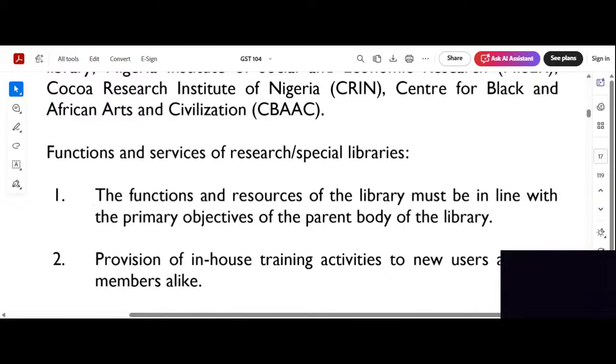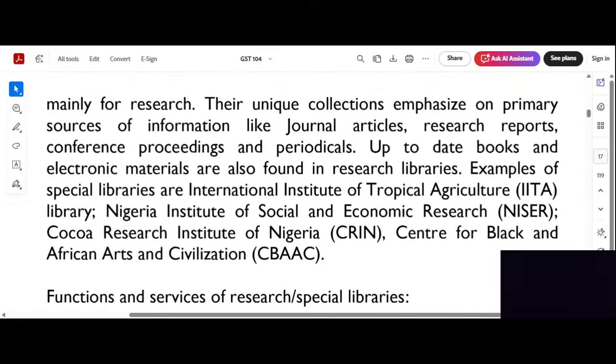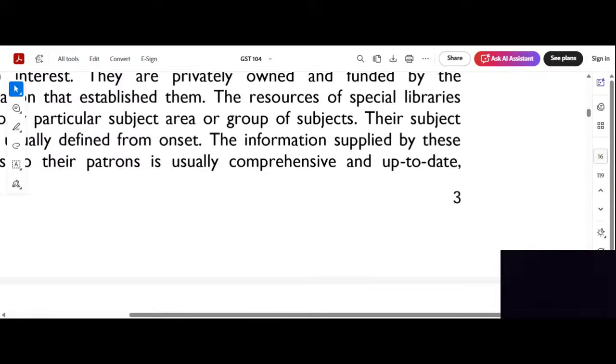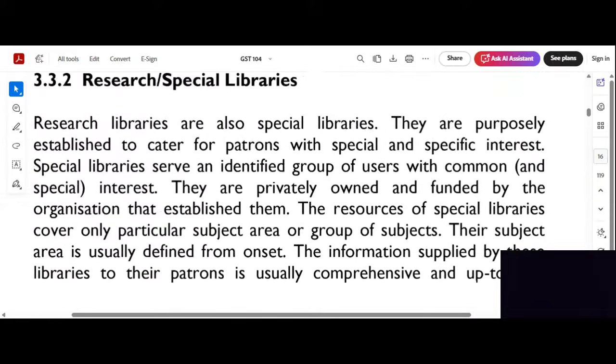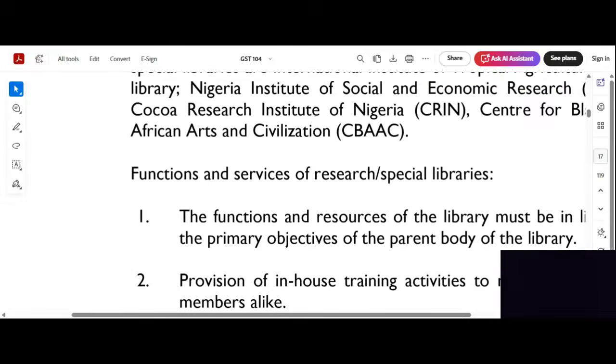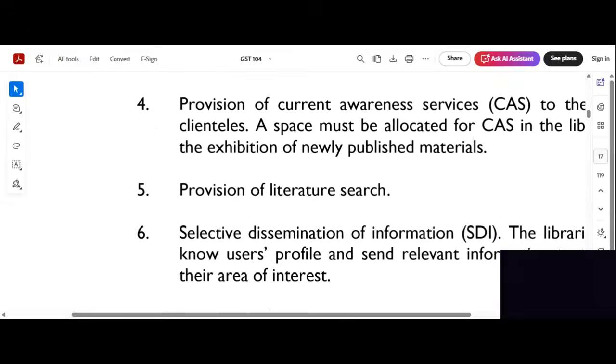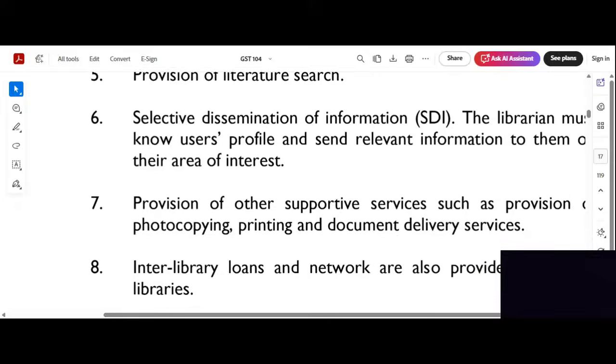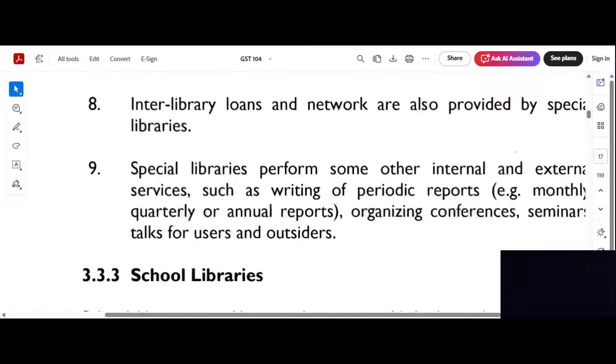So we've talked about 9 functions of the research or special libraries. We've also talked about academic libraries and about 6 functions of academic libraries. I hope you guys have not forgotten them. While we talked about 6 functions of academic libraries, we talked about 9 functions of the research or special libraries.